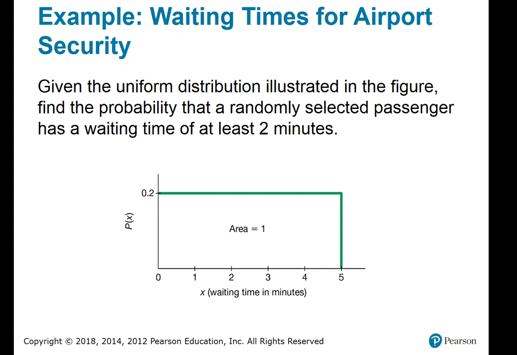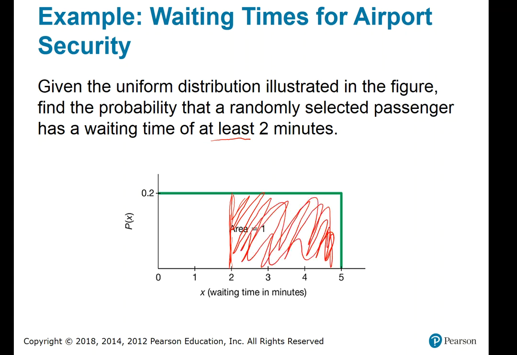So here's an example, or to continue in that example, it wants to know what is the probability that a randomly selected passenger has a waiting time of at least 2 minutes. So here's our 2-minute mark. Now at least 2 minutes means it's a minimum, and so they're looking at the probability that it's going to be 2 minutes or more.